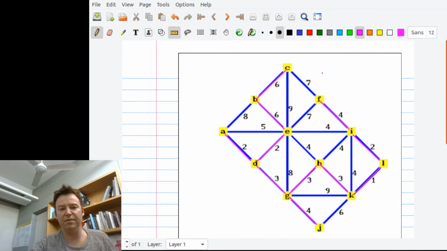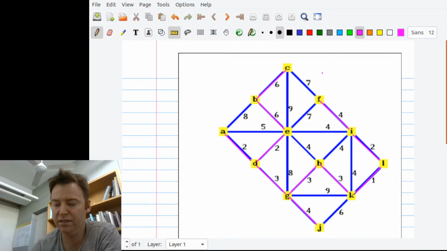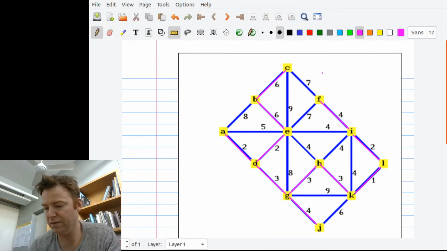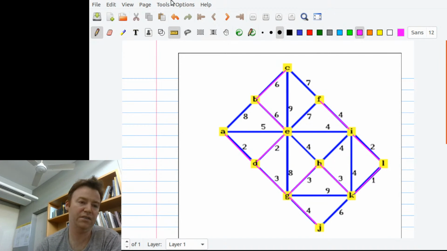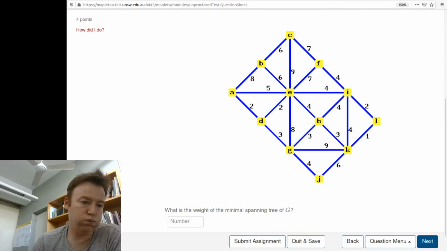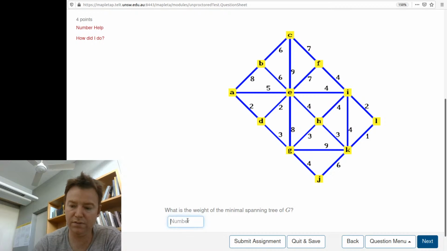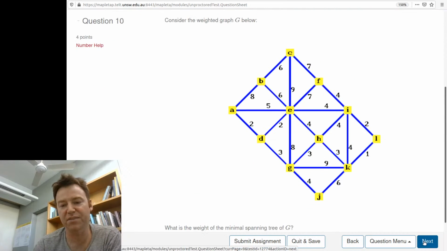And so the weight of my minimal spanning tree is, according to this, 1 plus 6 plus 6 plus 6 plus 2 plus 2 plus 3 plus 4 plus 3 plus 1 plus 2 plus 4. 36. Yay. Easy question. Next one.